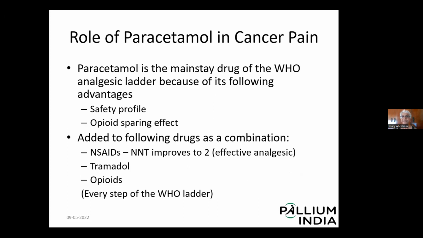So in cancer pain, it is very important. It's a mainstay of drug because of its safety profile and the opioid sparing effect. It can be added to each step of the ladder. It can be added at step 1, step 2, step 3. And by adding it, it can actually improve the NNT.